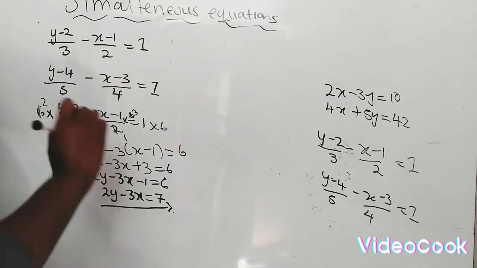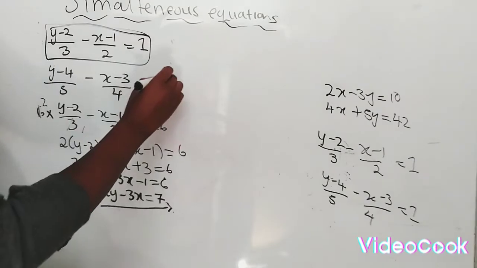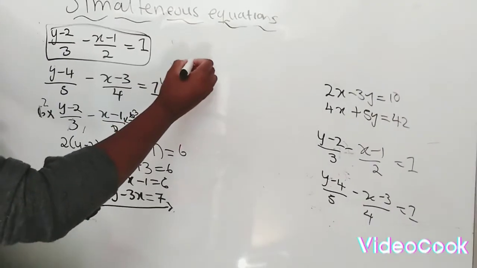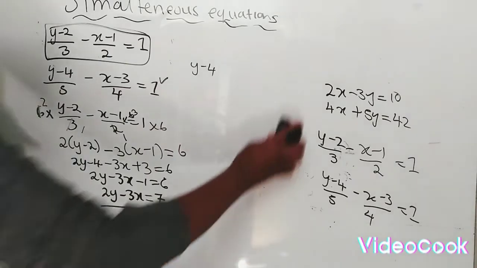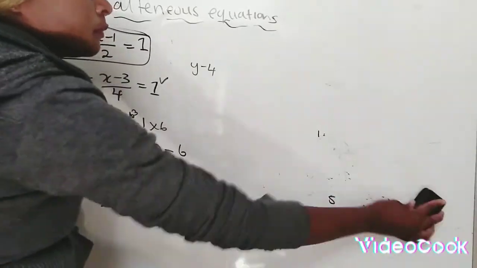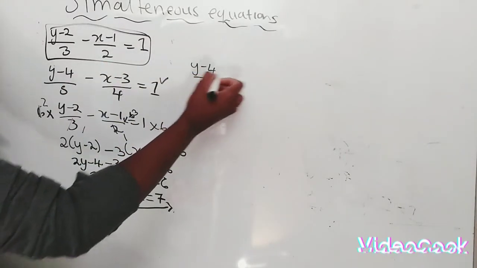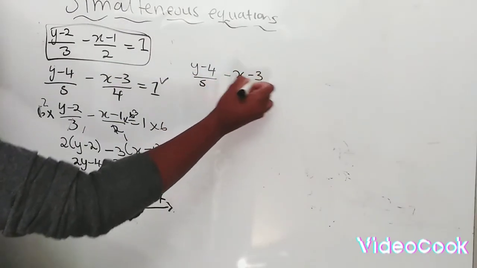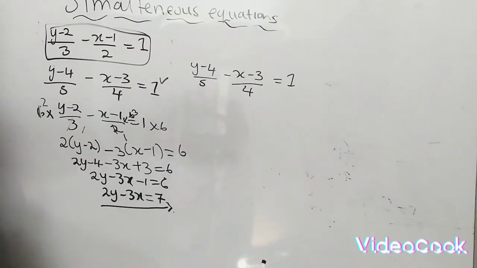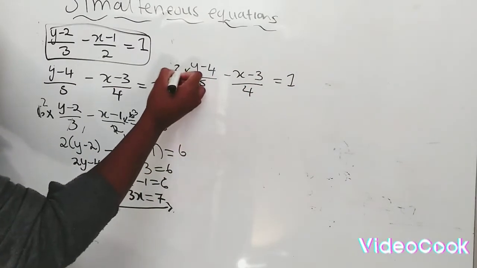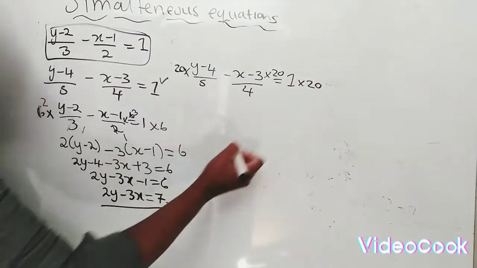What about my second equation? We have dealt with the first one, and now we are left with this one. We have (y minus 4) over 5 minus (x minus 3) over 4 is equal to 1. Let's multiply everything by 20. This is multiplied by 20, that by 20, and also that by 20.